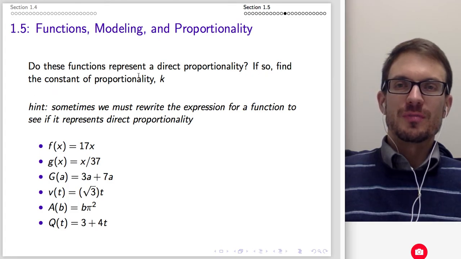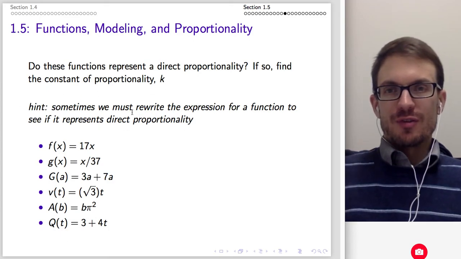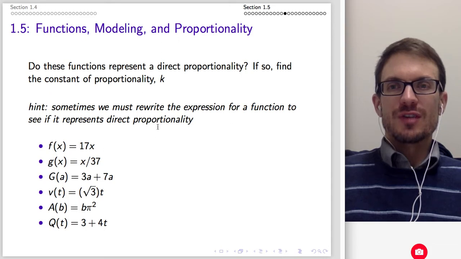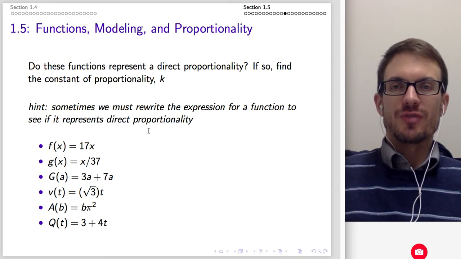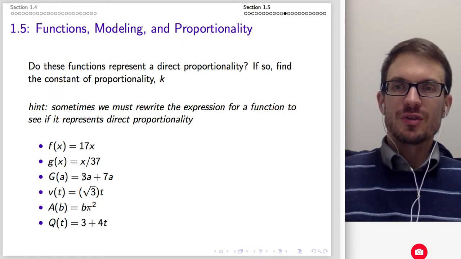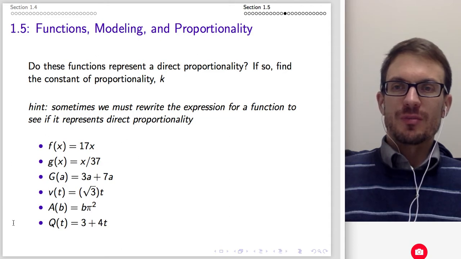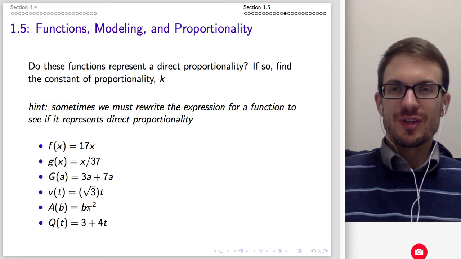Okay, so here's a series of exercises. Do these functions represent a direct proportionality? If so, find the constant of proportionality K. And here's my hint. Oftentimes, we actually have to rewrite the expression of the function to see if it fits to represent direct proportionality. So f of x equals 17x, g of x equals x over 37, g of a equals 3a plus 7a, v of t equals square root of 3 times t, A of b equals b times pi squared, q of t equals 3 plus 4t. Okay, so pause the video and then see if you can do these on your own.